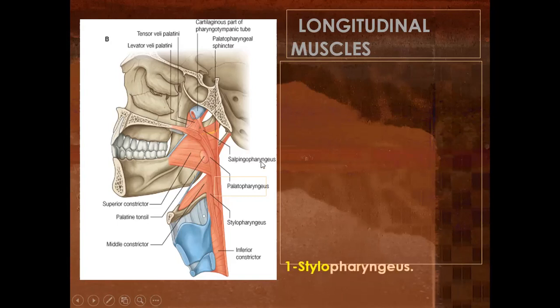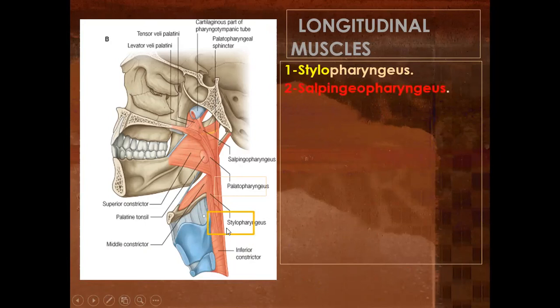Now coming to the longitudinal muscles. Which are those? One is called the stylopharyngeus, coming from the styloid process. If you see here, this is the styloid process which is present in the base of the skull. From there a muscle is coming. This is called the stylopharyngeus. Here again the first name will be the origin and the second name will be the insertion. Stylo because it is coming from the styloid process going to the pharynx, so it is called the stylopharyngeus. Here you can see, this is the stylopharyngeus.